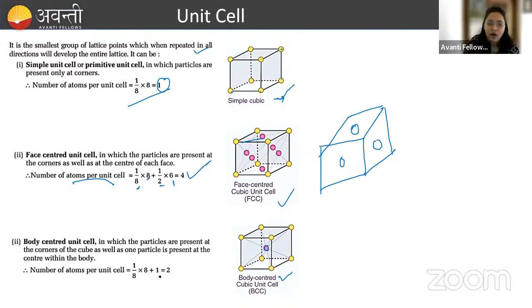1. Here 1 is present inside, so it contributes fully to the cell. And 8 are present at the corners, and at each corner they contribute 1 by 8. So the total number of atoms per unit cell is 2. This is very simple. Simple cubic unit cell, then FCC, and then BCC. Right? You know this. Very good.